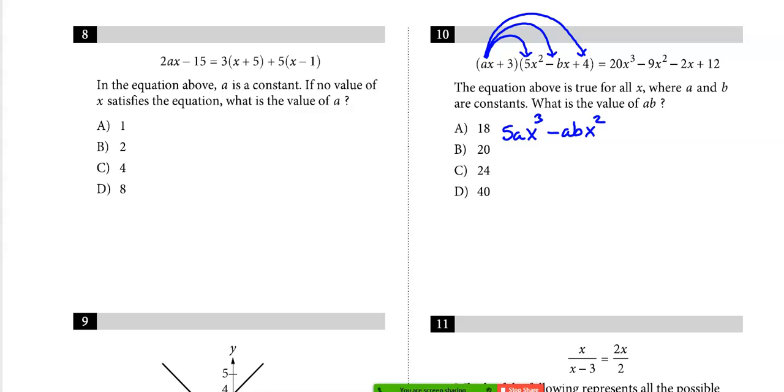Ax times the 4 is plus 4ax. Now I've got to do the 3 times all these pieces. So I'm going to draw these arrows underneath. 3 times 5x squared, well, that's 15x squared. I get a negative 3bx. And then I get a positive 12.